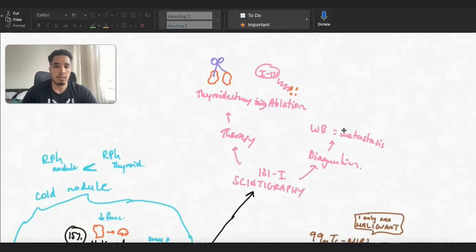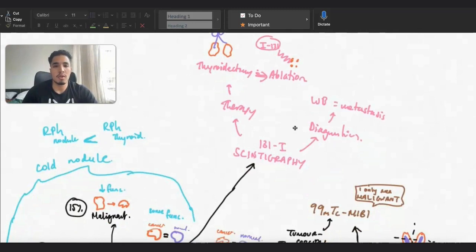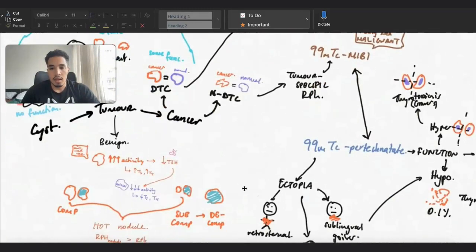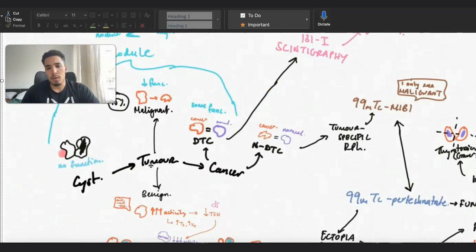Once we find out where the metastasis is, we can do something called ablation. Ablation just means absolutely destroying those specific metastases and hot spots throughout your body. And we can use iodine 131 at a higher dose to kill off those metastases or hot points. So that's how you get rid of the cancer. If we want to get rid of the cancer completely, we do ablation, where we use a higher dose of 131 iodine.